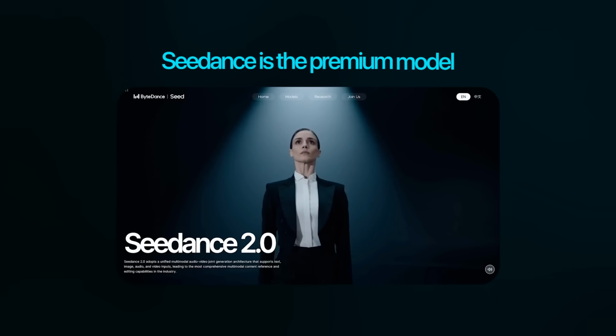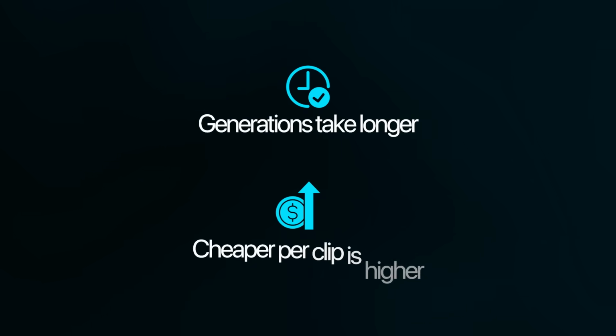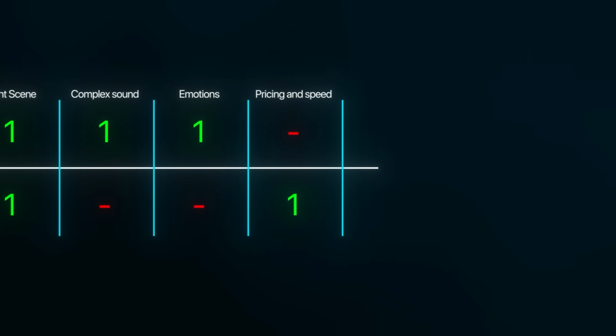Seedance is the premium model. The generations take longer and the cost per clip is higher, but when the generation needs to be flawless, the price makes sense. For volume content or anything where you need to move fast, Kling is the smarter choice. So the final point goes to Kling, which means that was 10 different tests with 2 different models, yet no clean winner.